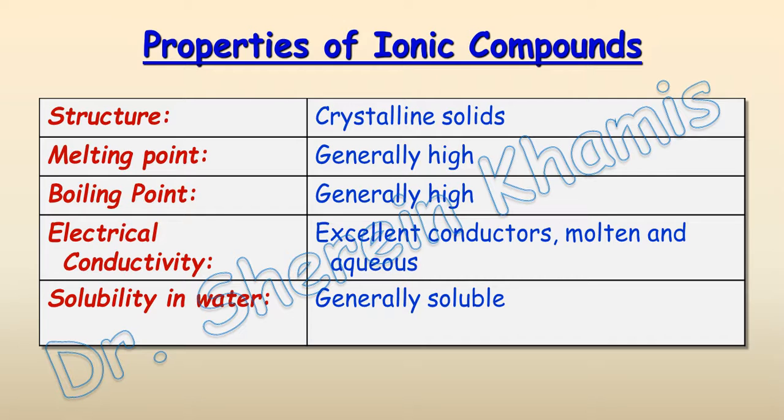If we make it molten by increasing temperature, or if we dissolve it in a solvent, it will form an aqueous solution, like dissolving salt in water, forming a salty solution, so it will be an excellent conductor. It is soluble in water; generally all salts or ionic compounds are soluble in water, as water is a good polar solvent for ionic compounds.